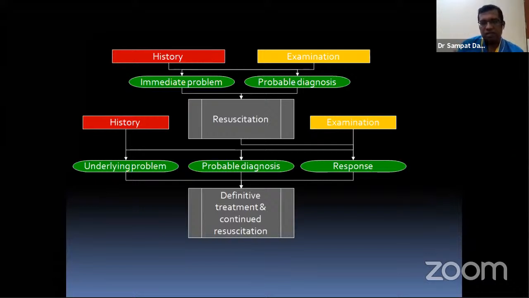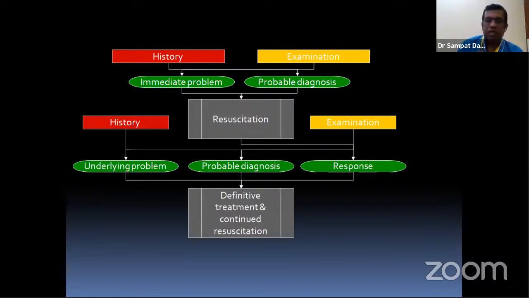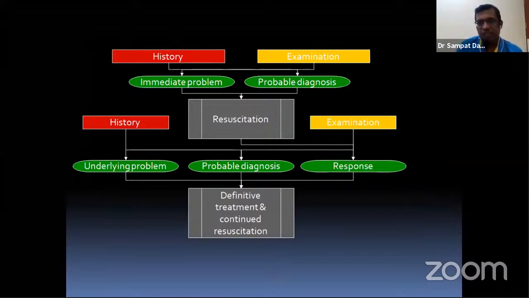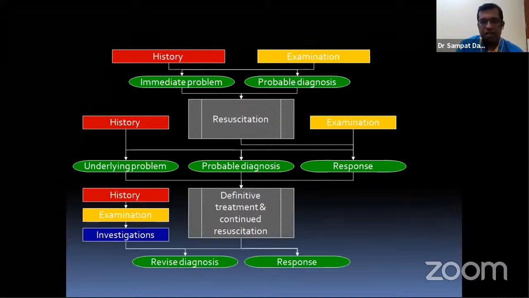Again, whenever you are resuscitating these patients, once you have started the resuscitation, you review how much the patient has improved with your resuscitation. Is there something other than only COVID, or how much has the patient responded to the resuscitation? And again, it continues the same way. So it is probably a cycle with which we should manage COVID. The immediate problem and the probable diagnosis, both have to be taken care of.